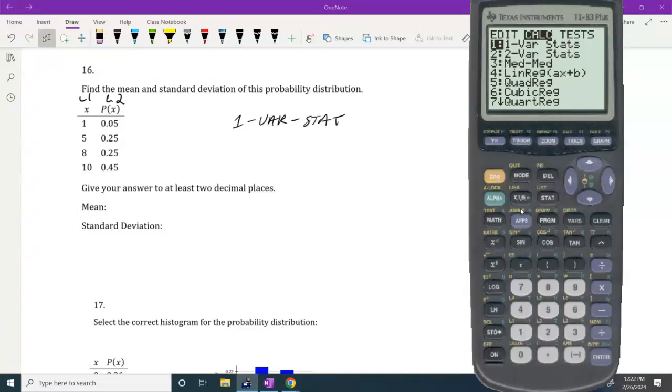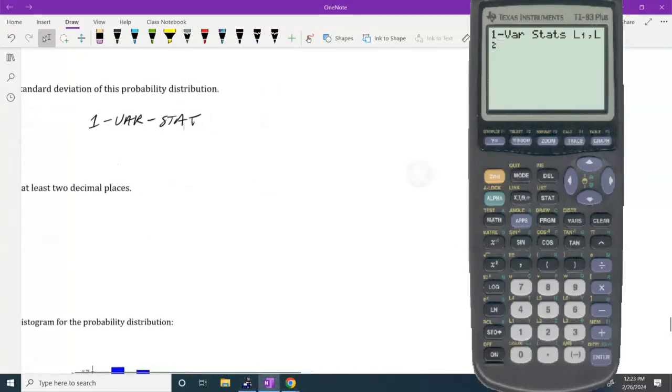Now if you have a TI-84, it looks a little bit different after we hit one variable statistics. In mine, I have to tell it which two lists. I'm going to put in list 1, comma, list 2. If you have a TI-84, I think where it says X list, you put in list 1. And I think, was it frequency list? Frequency list, you put in list 2. And then you're going to go down and calculate.